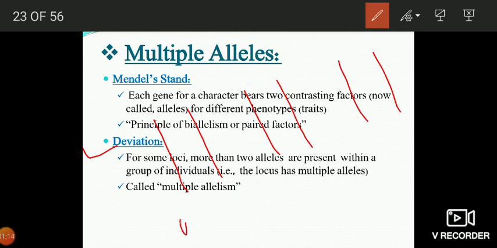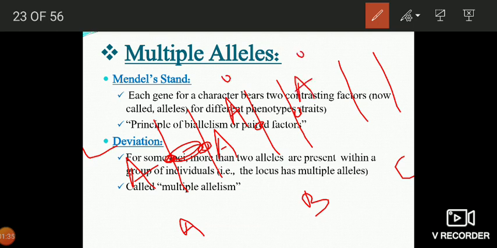जहाँ पे आप देख लीजिए, this is individual A, this is individual B, and this is individual C. Okay. इस वाले इंडिविजुअल में इस लोकस पे यहाँ पे okay, it possesses capital A. Okay. At the same locus in individual B, you have A naught, and at the same locus in individual C, you have small a and small a. So the same gene is possessing more than two contrasting factors. Okay, it is possessing more than two contrasting alleles.